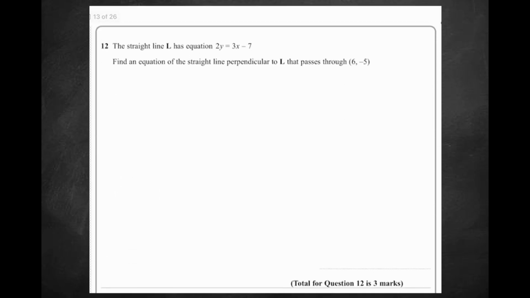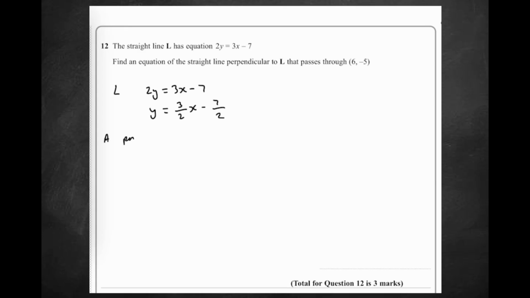Question 12. The straight line L has equation 2y equals 3x minus 7. Find an equation of the straight line perpendicular to L that passes through (6, -5). So first thing I'm going to do is rearrange this equation so that it just says y equals. So L, 2y equals 3x minus 7, is the equivalent of y equals 3 over 2 x minus 7 over 2. All I've done there is divided through by 2.